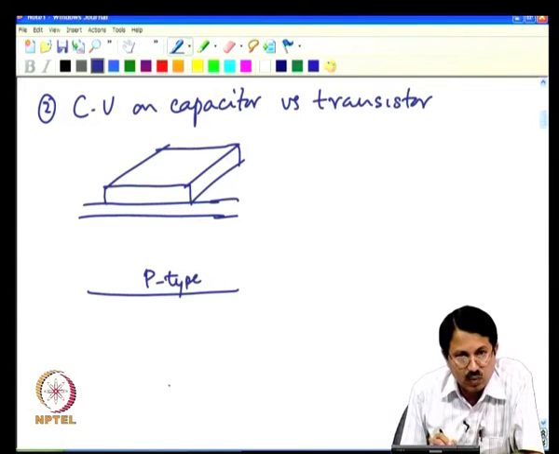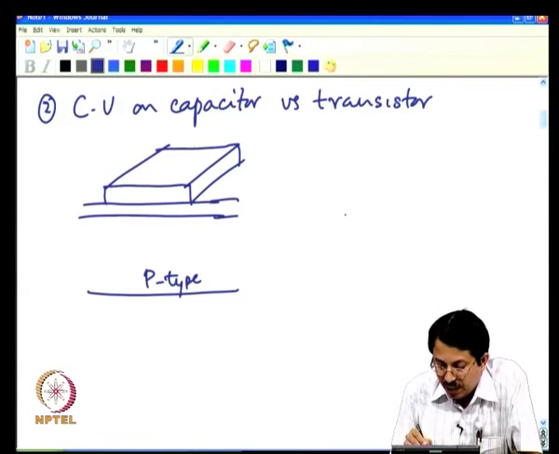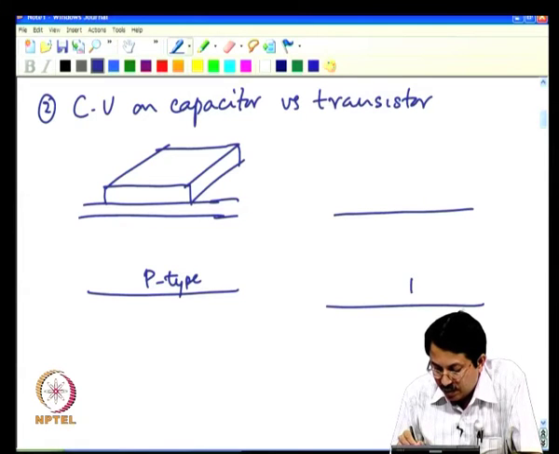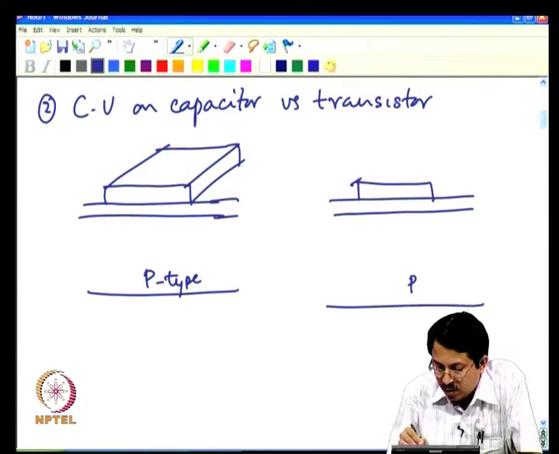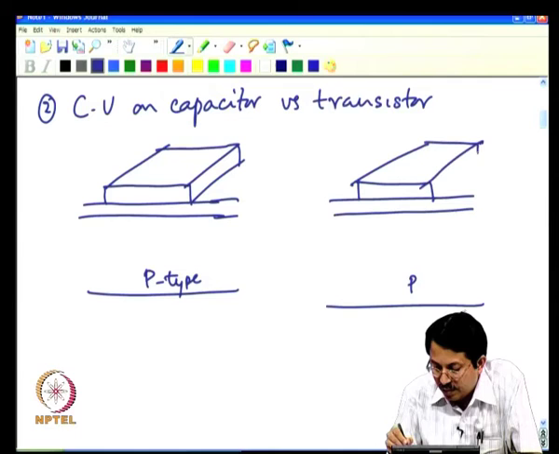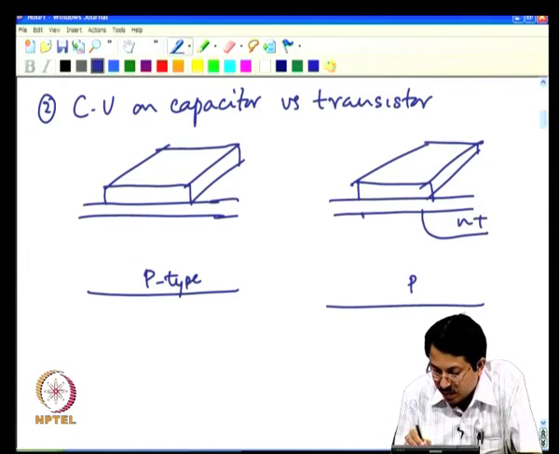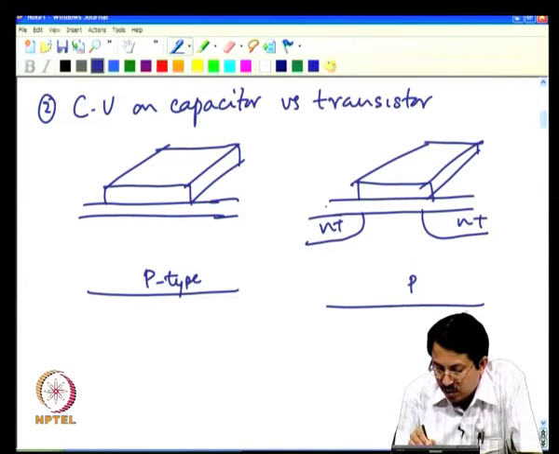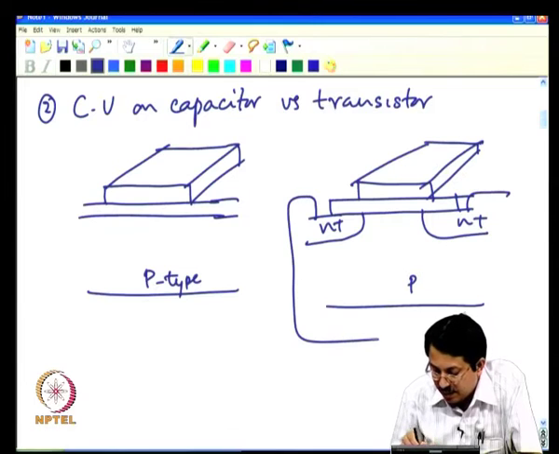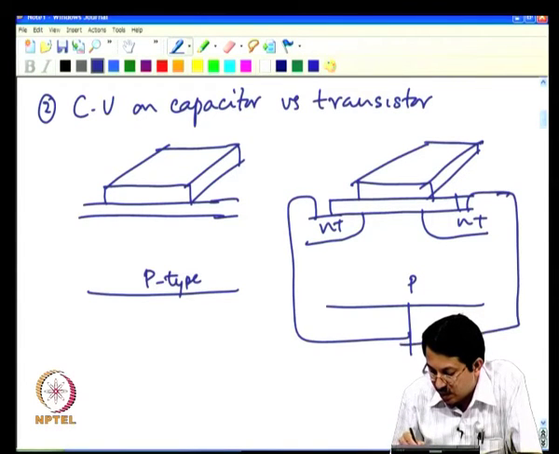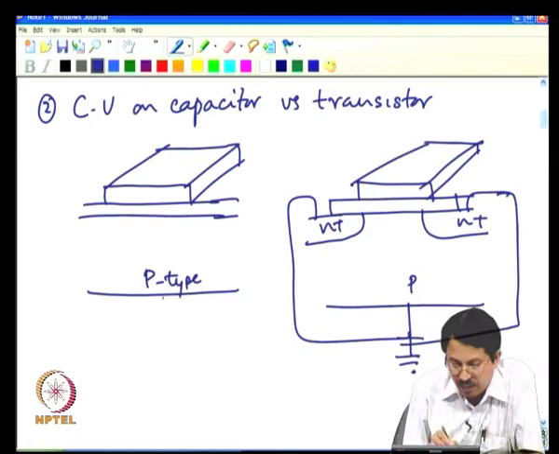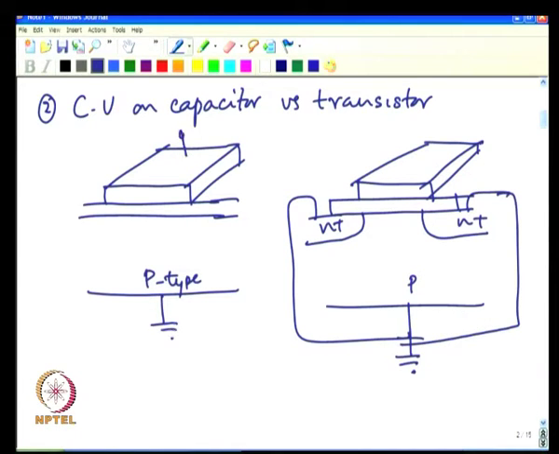Now, this is essentially a two terminal capacitance device, and you have another device wherein everything looks the same, you have similar gate area and all that, but in addition you have also made N plus junctions here, and there are contacts to the junctions as well. And let us say we have connected all these together, whereas here this is the low point and this is VG.